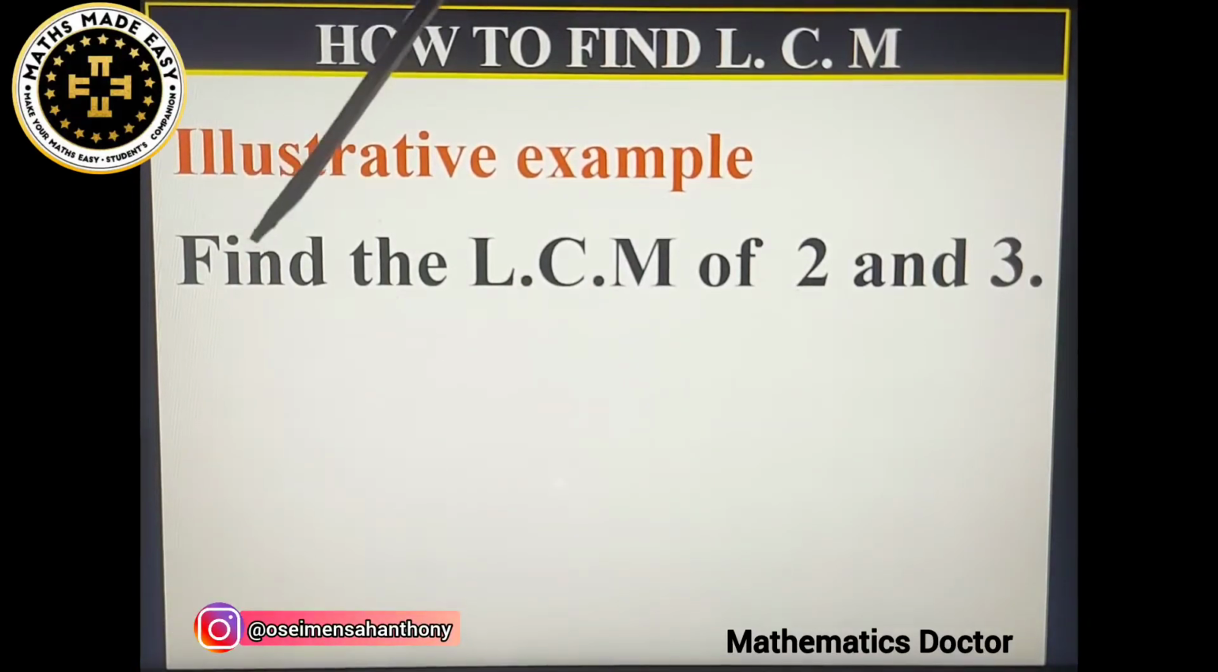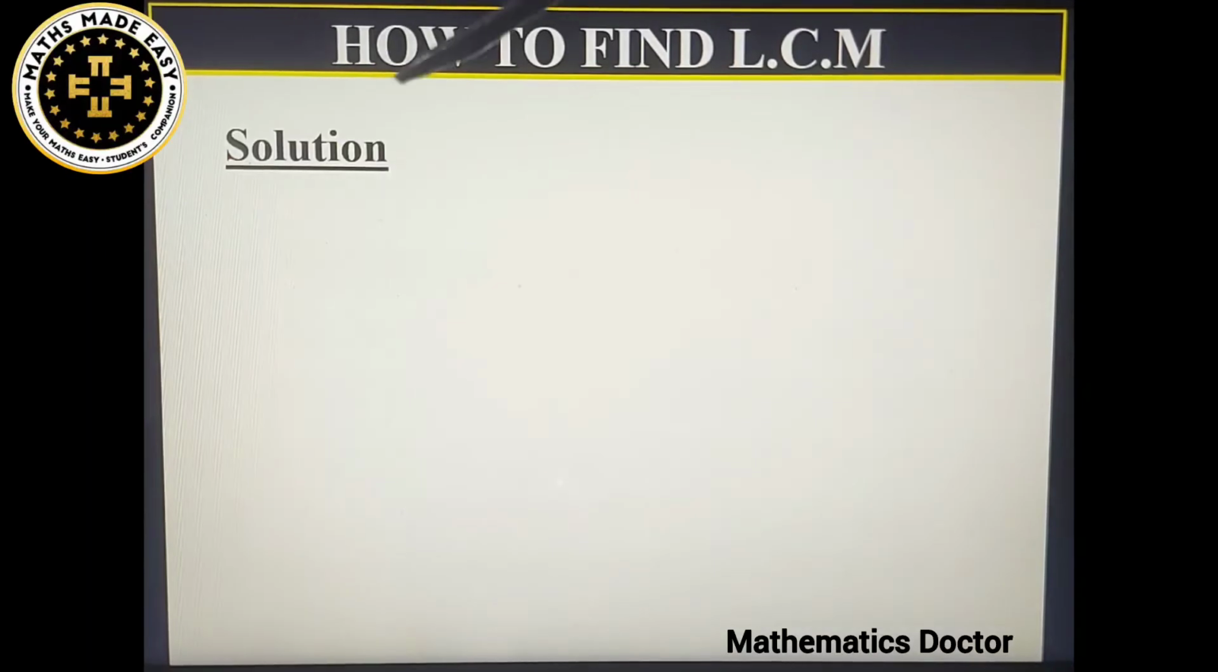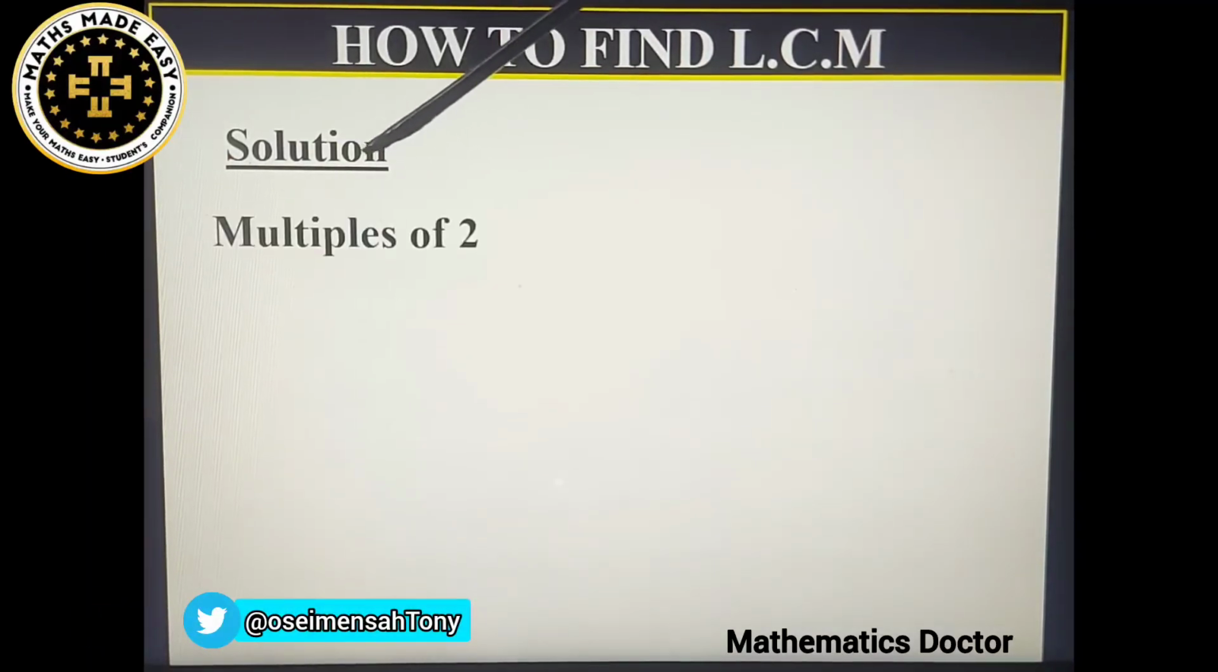The question reads, find the least common multiple or LCM of 2 and 3. We are supposed to find the LCM for the number 2 and then the number 3. Let us get into the solution. To solve this, we first of all need to get the multiples of 2 as well as the multiples of 3. But please let us begin with the multiples of 2.